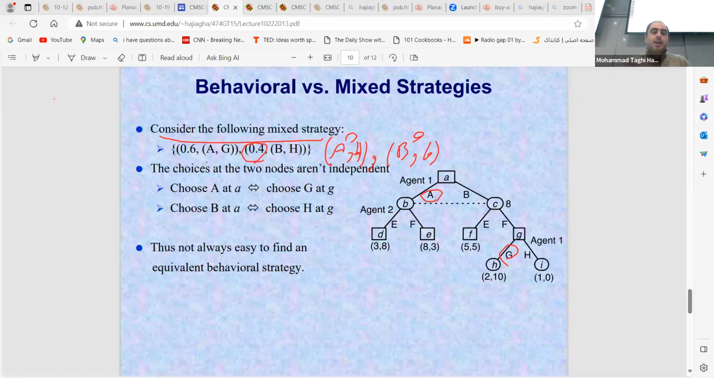So here, you will see that the choices at the two nodes aren't essentially independent. Here, agent 1, if it takes A, then it takes G here. And if it takes action B here, then it takes H here. This is correlation. In a mixed strategy, you can define this over this set of pure strategies. However, because of this correlation, if you take A, then it is G. If you take B, then it would be H.